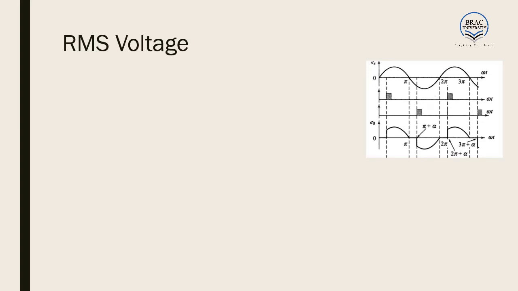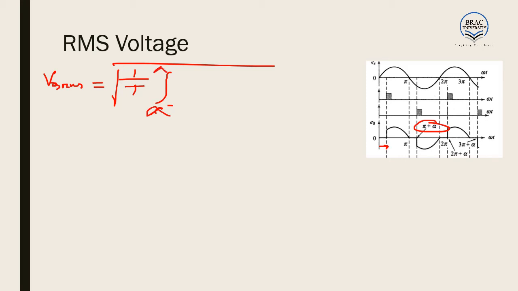Now we are considering the case when the firing angle is alpha for both the positive and negative cycles. That is, if the positive cycle firing angle is alpha, it is obvious that the negative cycle firing angle will be pi plus alpha. If that happens, the RMS voltage V out RMS is equal to root over 1 by T, integration from alpha to pi, of Vm square sine square theta d theta. Now two things are to be noted.